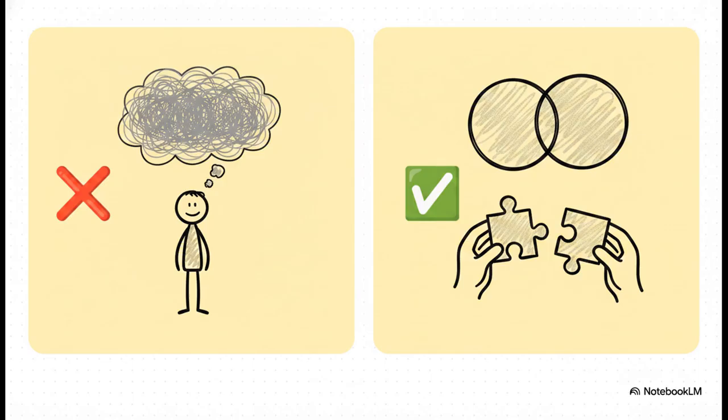Let's actually look at step 2 in action, because this is a huge aha moment. On the left, we have your typical, completely unmeasurable objective. Students will know the impact of industrialization. Well, how do you grade knowing? You literally can't.